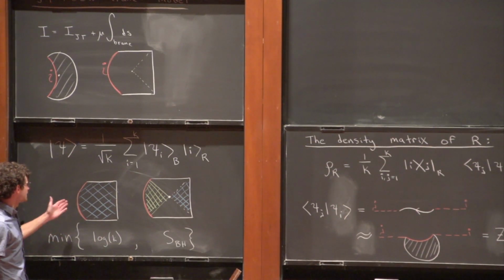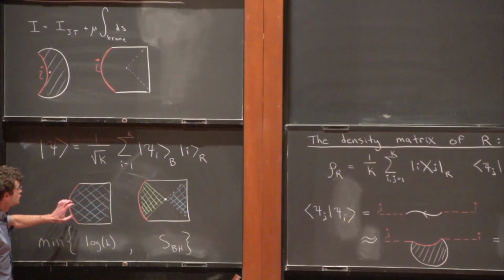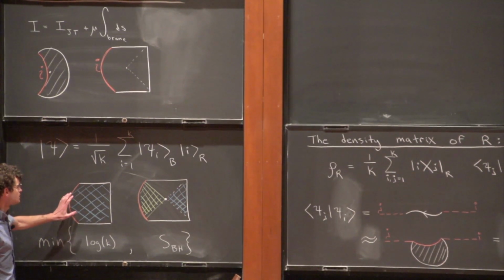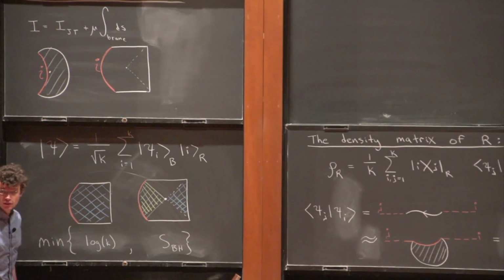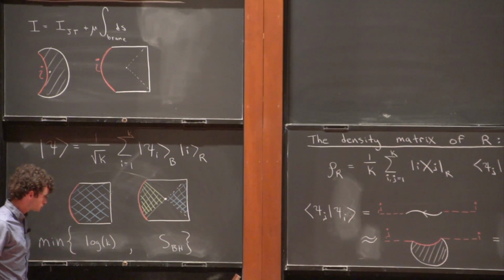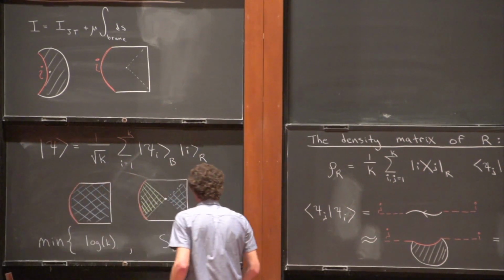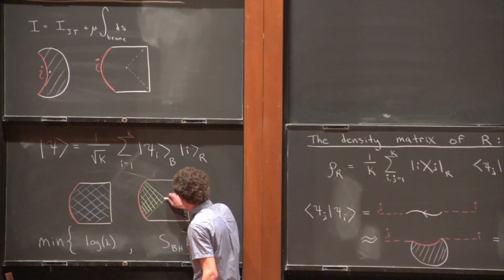One of them is the empty set surface, and in that case, the entire contribution to the entropy comes from the bulk entropy, the entanglement between the brane and the auxiliary system R. There are k states, so the entropy is log k.